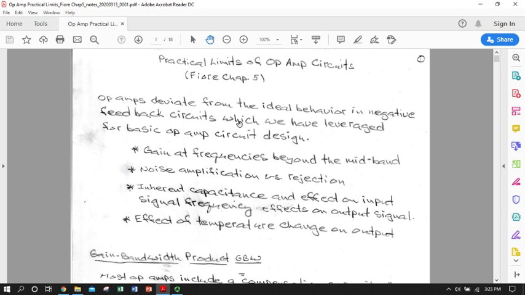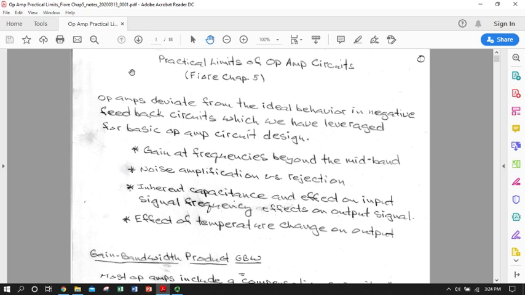So for this entire chapter, we're going to step back into the real world, quote unquote, and look at what happens when we don't have quite such ideal behavior and how to use specs in our manufacturer spec sheets intelligently to predict what happens with real op-amps. And we'll get a little bit into how to select the right op-amp for the job given whatever limitations we have and whatever we need in our circuit.